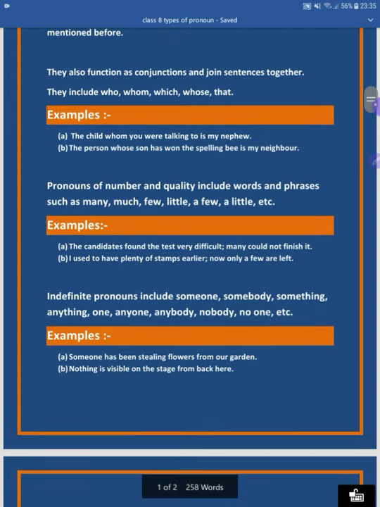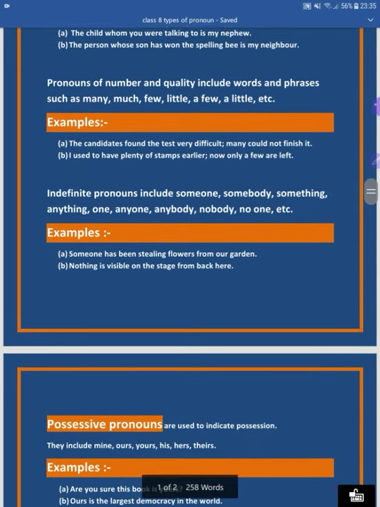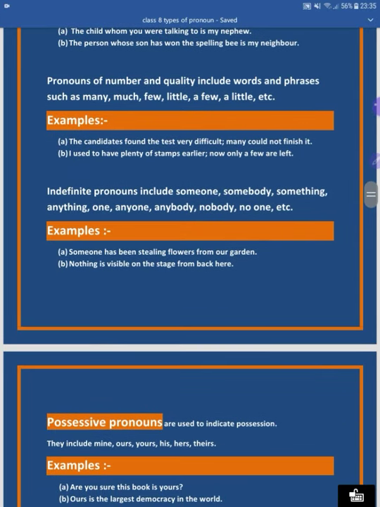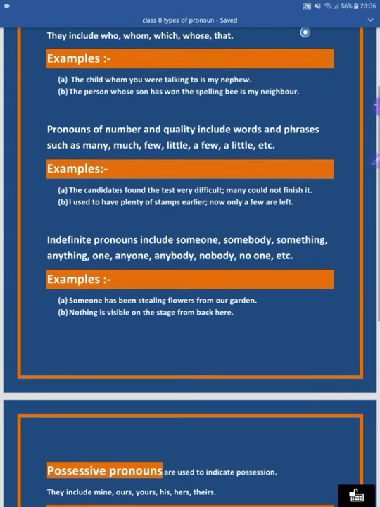Now we'll move ahead and we'll read something more about it. Indefinite pronouns include someone, somebody, something, anything, one, anyone, anybody, nobody, no one, etc. These are words which give you the sense that there is no finite number, no such number on the basis of which you can say that this is finite. So those are called indefinite pronouns. There are many examples: someone, somebody, something, anything. All of these are indefinite pronouns.